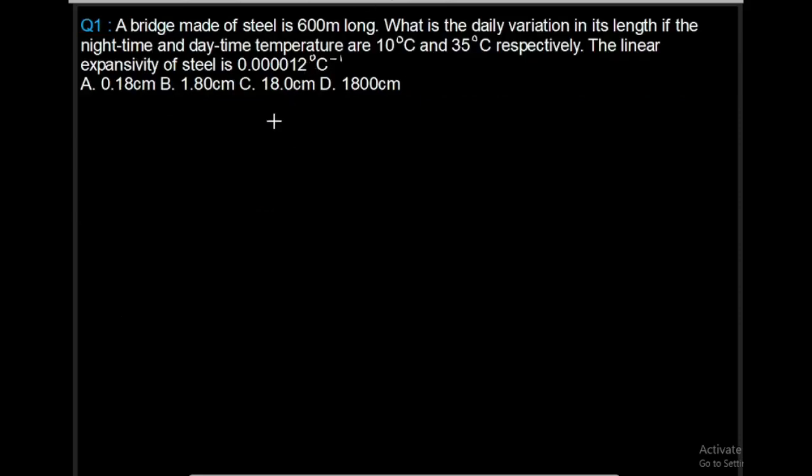So let's see an example of a question where this can be applied. In this question, they said a bridge made of steel is 600 meter long. So we have original length to be 600 meter. They say what is the daily variation in its length if the nighttime and daytime temperature are, so we have initial temperature to be 10 degrees Celsius, nighttime and daytime, new temperature to be 35 degrees Celsius.